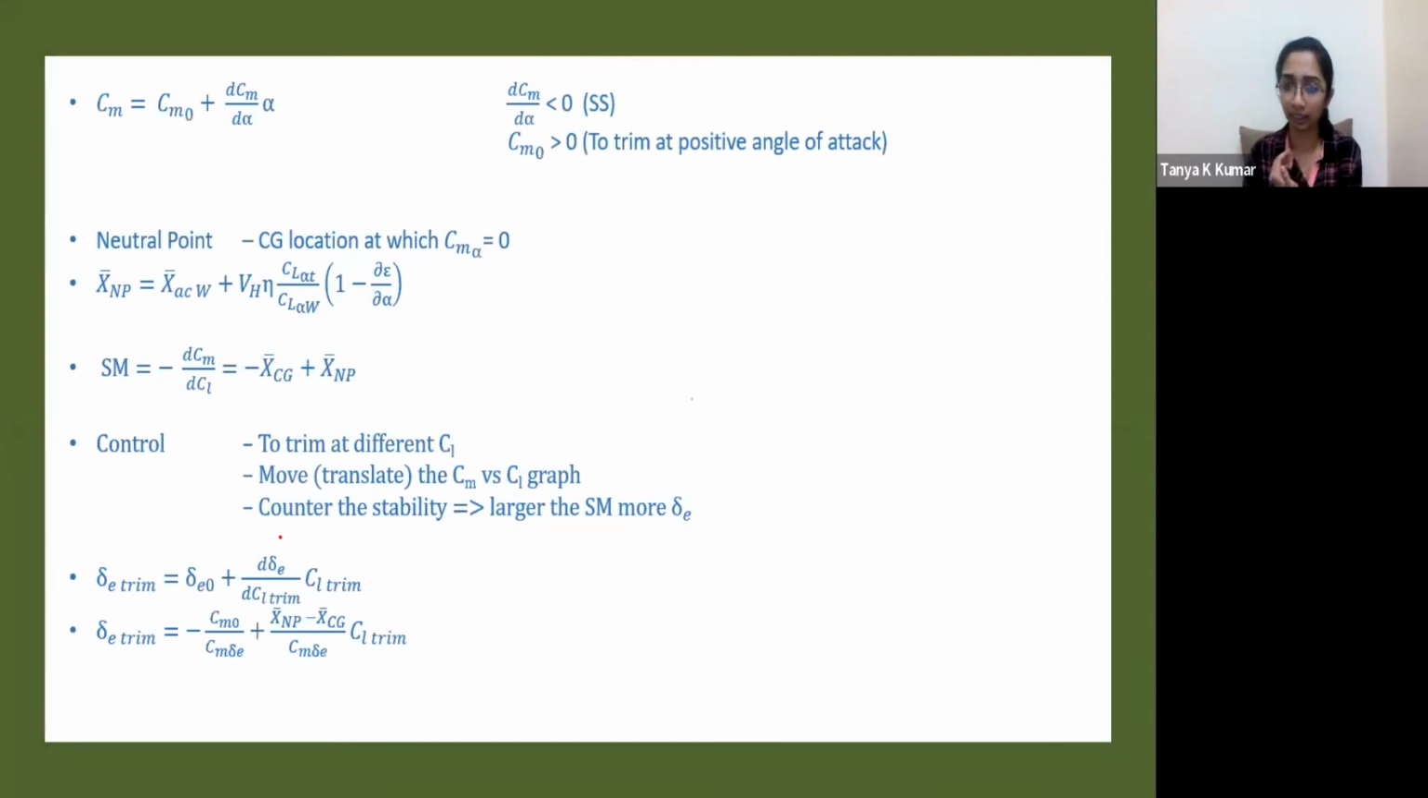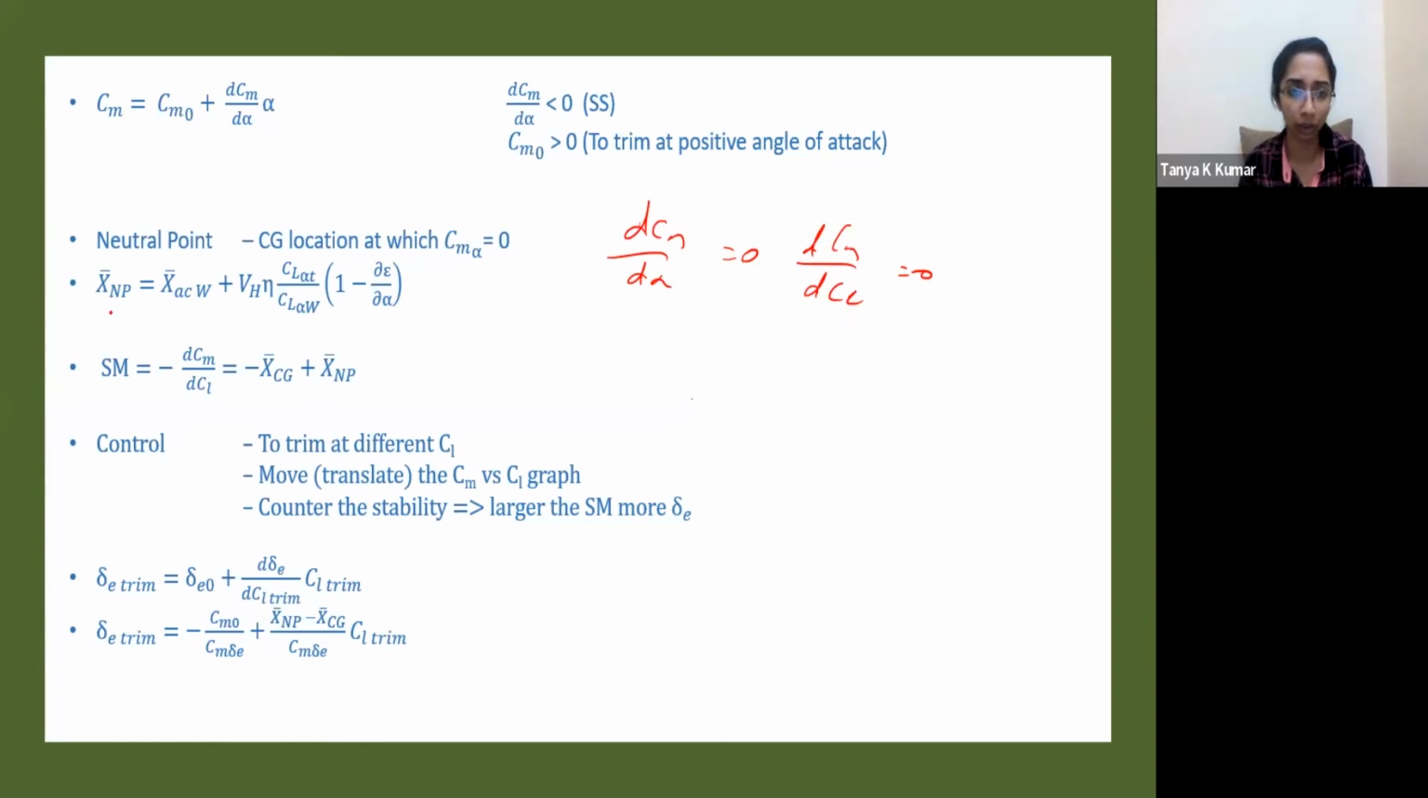Now moving on to the week 6 contents. We began again with the longitudinal stability. This was the equation for the pitching moment, Cm naught and dCm by d alpha. For stability, dCm by d alpha, Cm alpha, should be less than 0. Cm naught is just the condition to ensure that you can trim your aircraft at a positive angle of attack. Now neutral point is described as the CG location at which Cm alpha is 0, that is dCm by d alpha or dCm by dCl is 0.